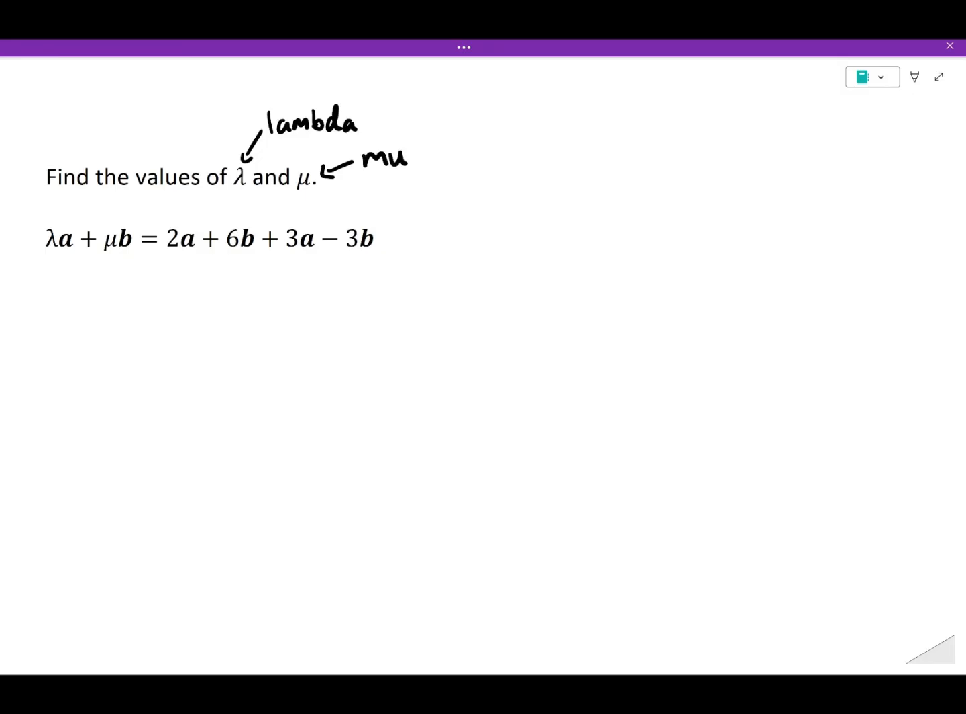Now, if we look at our equation here, we've got lambda and we've got mu over here. Okay, and lambda is multiplying A and mu is multiplying B. Now, on the right-hand side, we've got a collection of terms involving our vectors A and B. Now, what I want to do is write the right-hand side in a similar way to how the left-hand side is written.